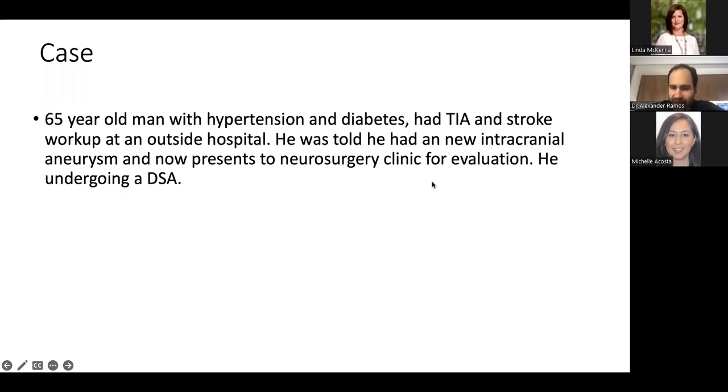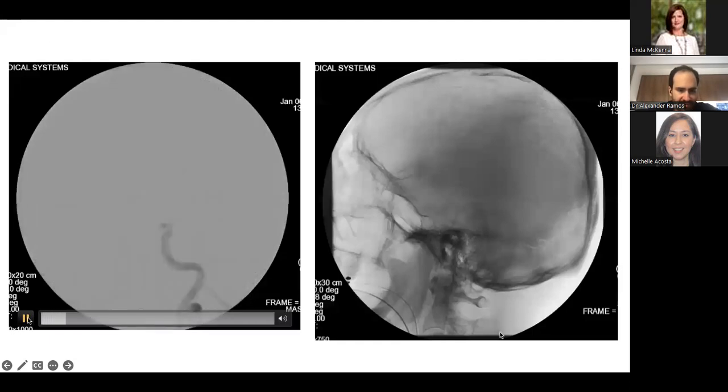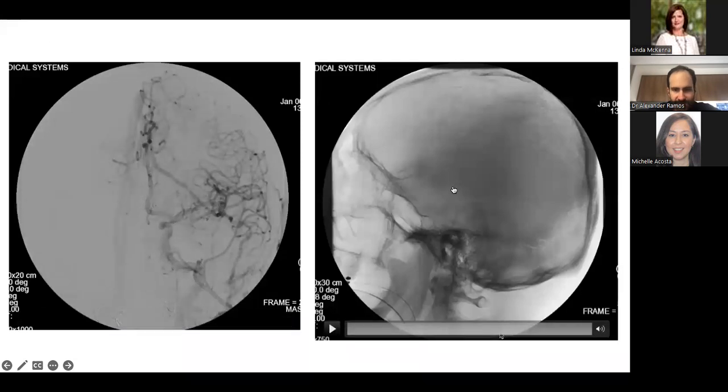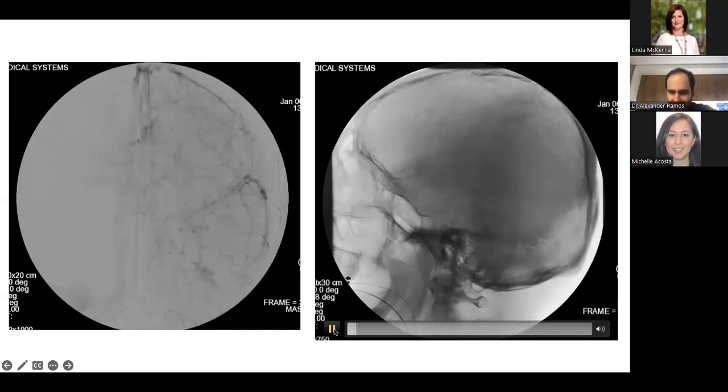So this is another case. This was from a couple of years ago. This is essentially a guy that had an angiogram because he came in and said that he had an aneurysm. So we just did an angiogram to see if he had an aneurysm, and he didn't. But he had an abnormal connection. It's not very clear on the AP, but see if you can find it on the lateral.